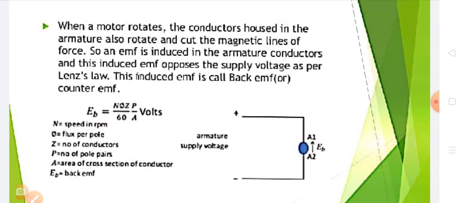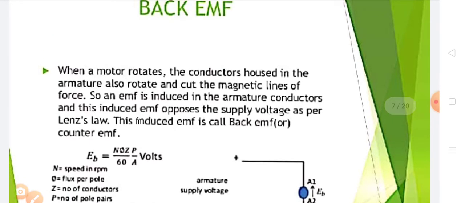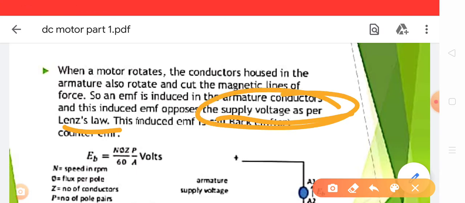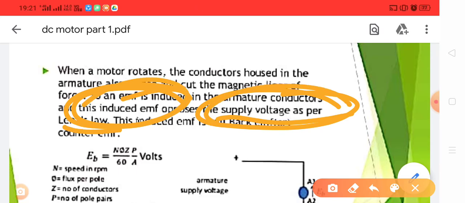In this you can call it as a back EMF. So the direction of the back EMF is always opposite to the supply voltage. Why? Because according to Lenz's law, it is the supply voltage that opposes the cause. So here the EMF will be produced due to the supply voltage.